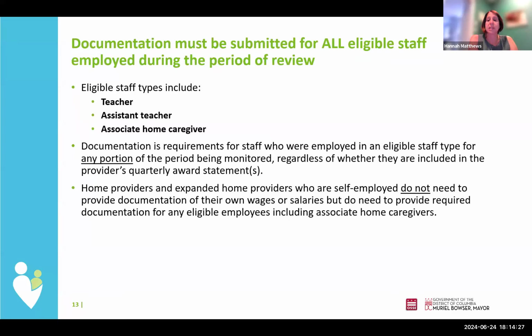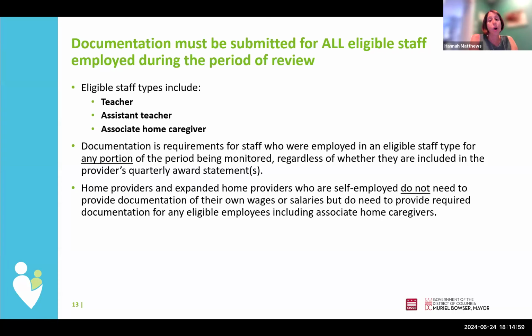Documentation must be submitted to OSSI for all teachers, assistant teachers, and associate home caregivers who were employed by the provider during the period of review. Documentation is required for staff who were employed in an eligible staff type for any portion of the period being monitored, whether or not the staff person was included in the provider's quarterly award statement.